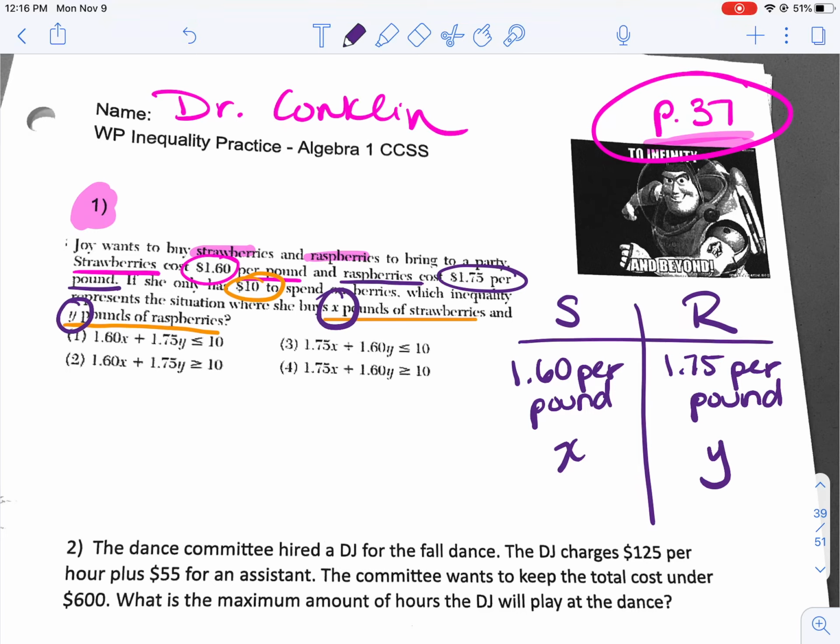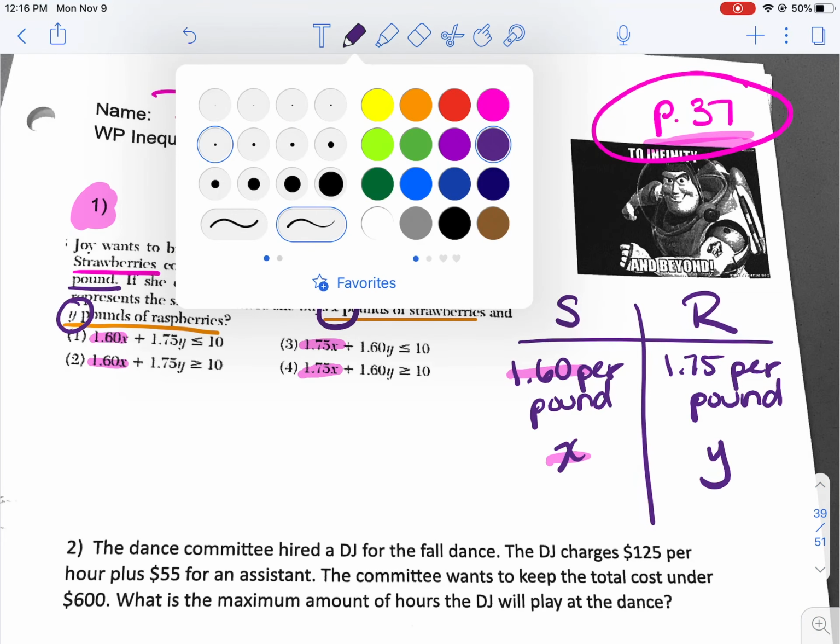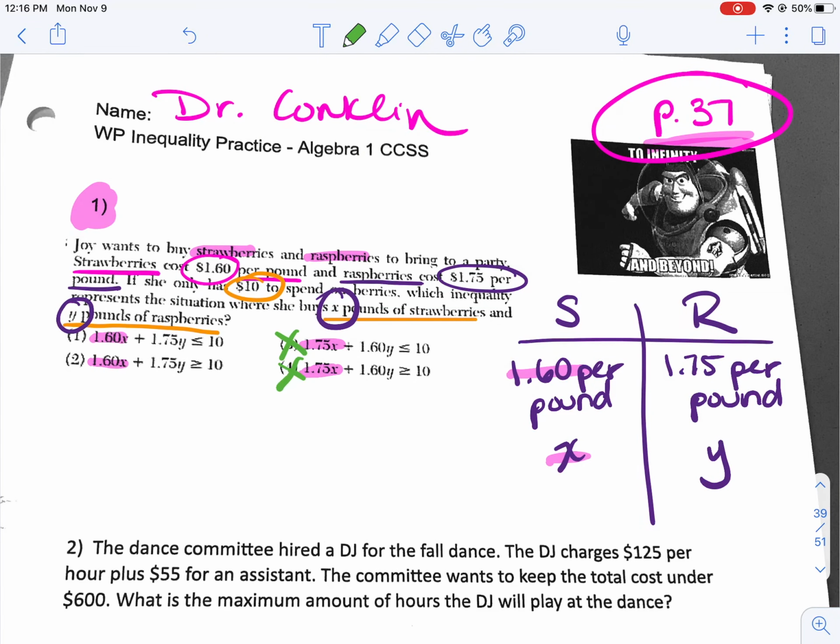So first thing I'm going to do when I look through these, I want to make sure that 160 is paired with X. So in choice 1 it is, in choice 2 it is. But look here guys, in choice 3 and choice 4, do you see how they've sort of switched them? So I'm actually going to take a second and eliminate choice 3 and choice 4.